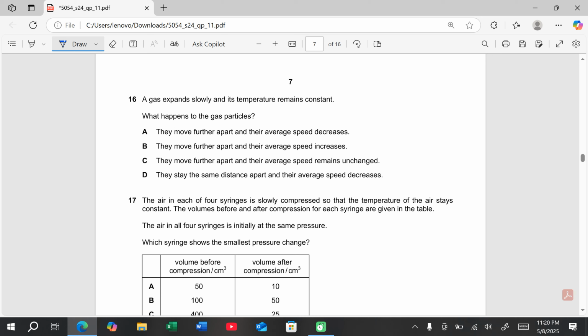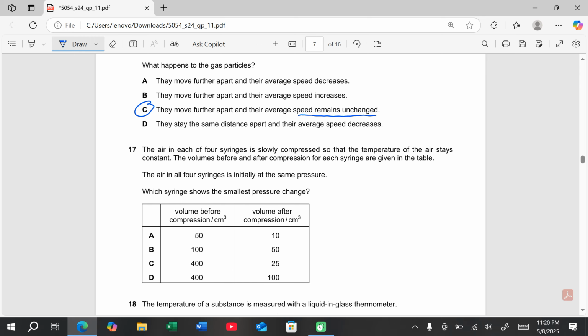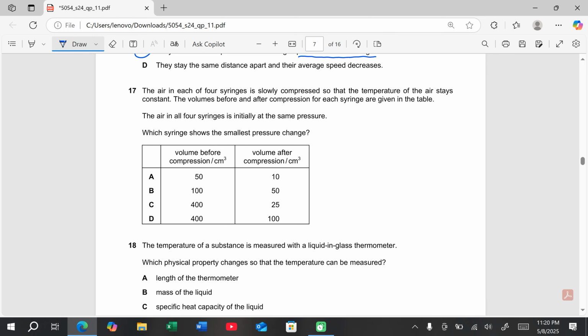A gas expands slowly and its temperature remains constant. What happens to the gas particles? They move further apart and their average speed decreases. Since the temperature remains constant, their average speed should not be affected, that should remain unchanged. So the only thing which is going to give you the answer is C, because if you define temperature, it is actually the average speed of the particles. Since temperature remains constant, the average speed remains constant.